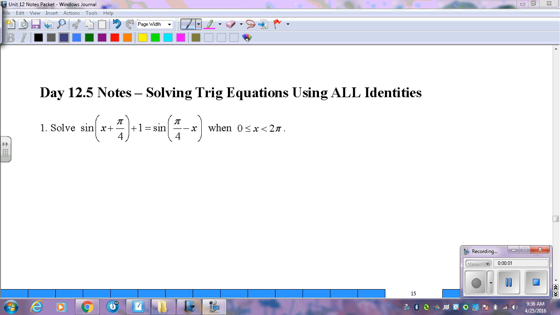Hey folks, 12.5 here. Last video of the unit. We're going to tie things together here using our double angle formulas and solving equations. The first question is a little bit more difficult. It involves the sum and difference angle formulas, so I'm going to come back to that one. I'm going to start with question number 4, so go ahead and turn to number 4.